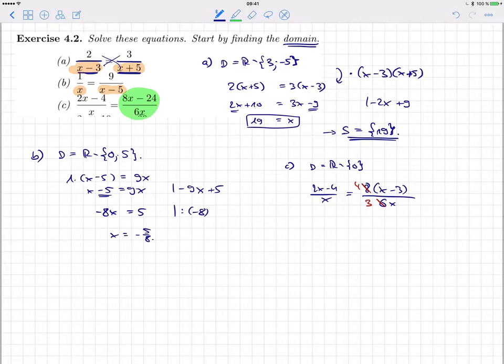And we could apply the cross rule here, but why not use a different method? We can find the common denominator, because that is actually quite simple. We just need an extra factor of 3 on the left-hand side. And then we can multiply away this denominator and get 3 times 2x minus 4 equals 4 times x minus 3.